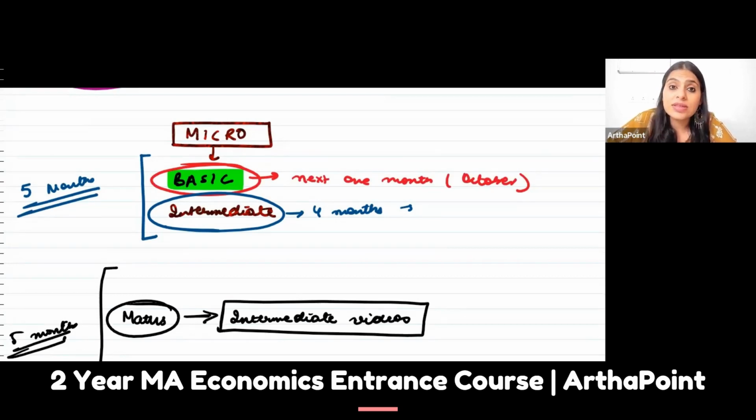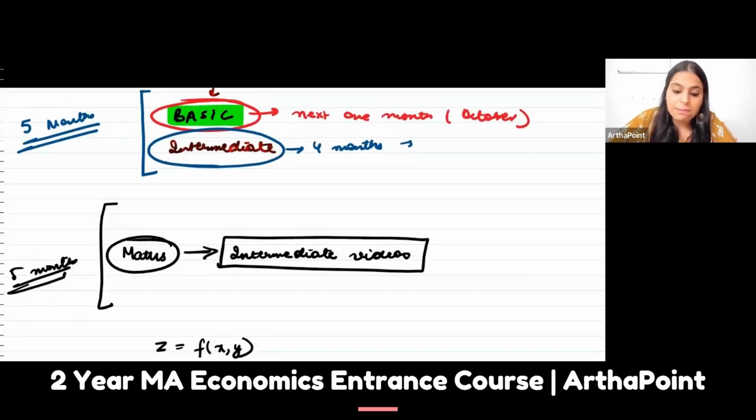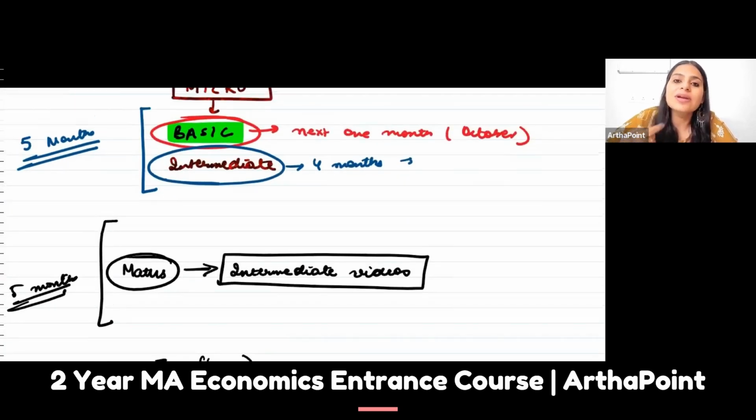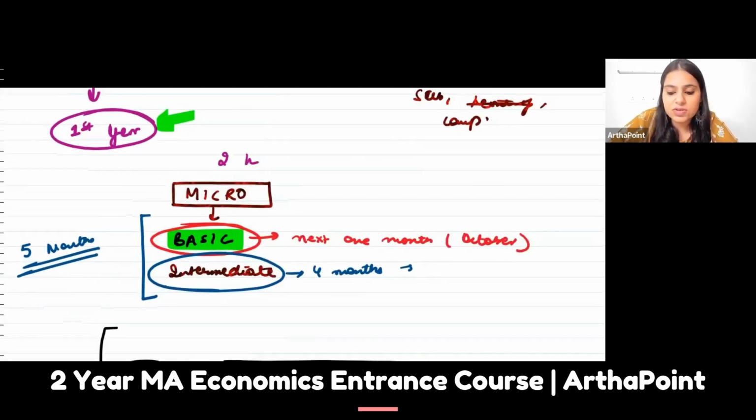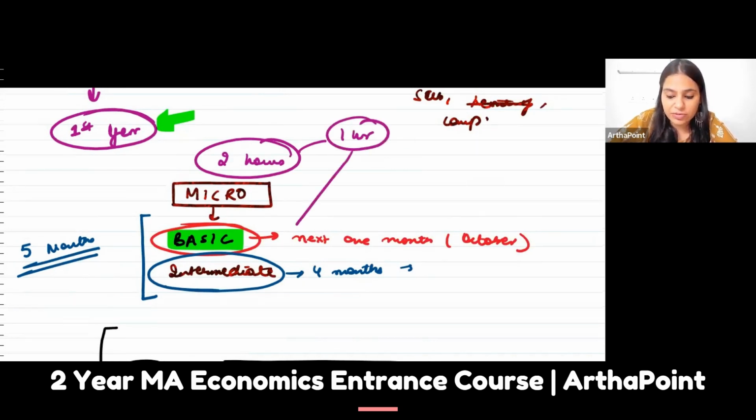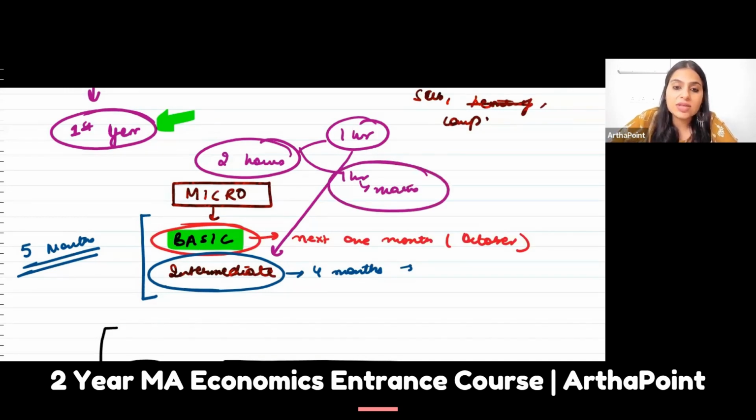But if you think that you don't even know, you have to go back and look at differentiation, integration, then my suggestion would be to put in a little more effort and every day dedicate 2 hours. 1 hour to be dedicated to microeconomics and 1 hour to be dedicated to maths, so that you are thorough with the 2 concepts equally.